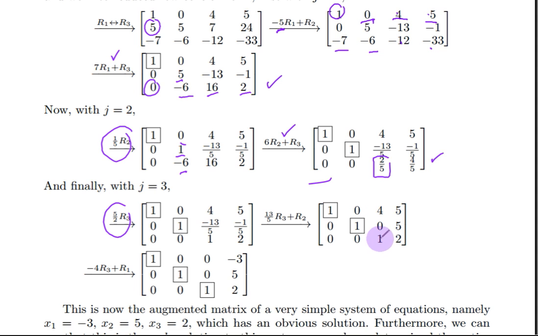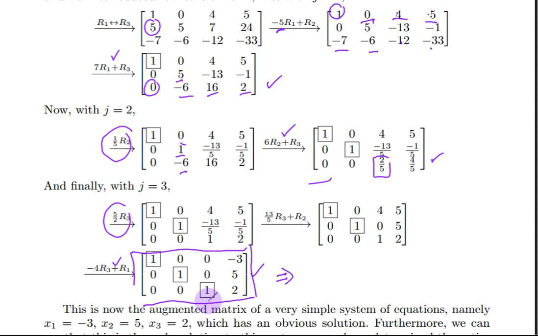So I'm going to take minus 4 times the third row plus the first row, and that gives me 0 and minus 3. You can check that. So all these check out. This is my reduced row echelon matrix that's equivalent to my original matrix.